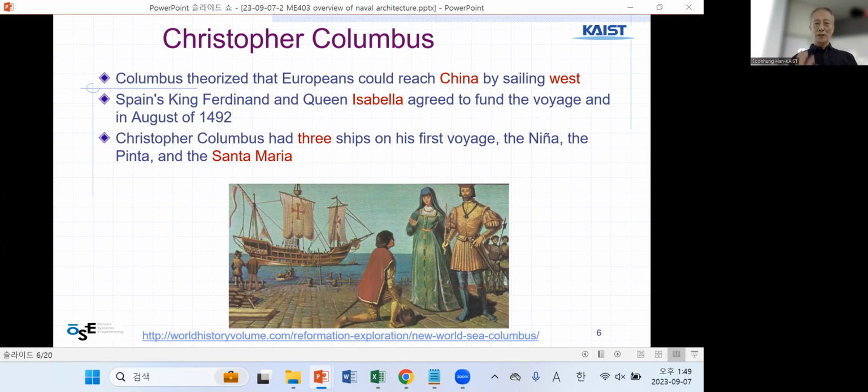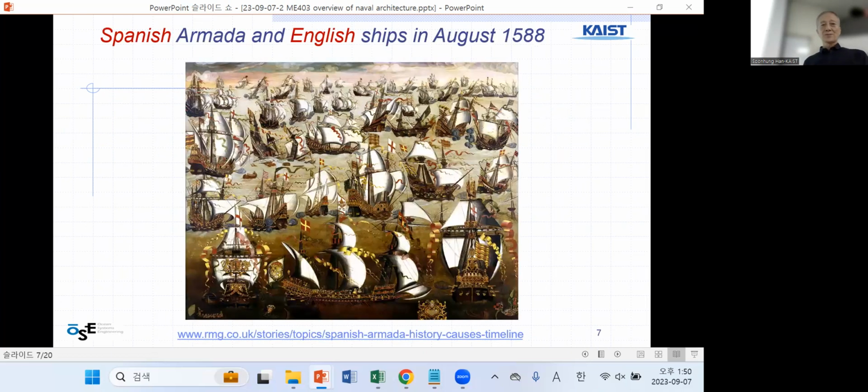The Spanish king, and Queen Isabella, who is more famous than the king, agreed to funding, angel funding, right? So the voyage was at the end of the 15th century. He had three ships. One well-known ship is the Santa Maria, with the queen and king.